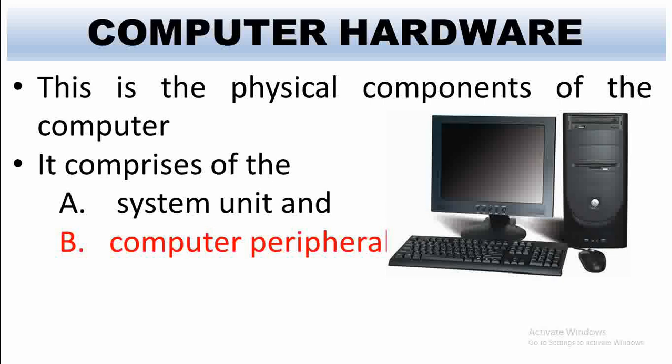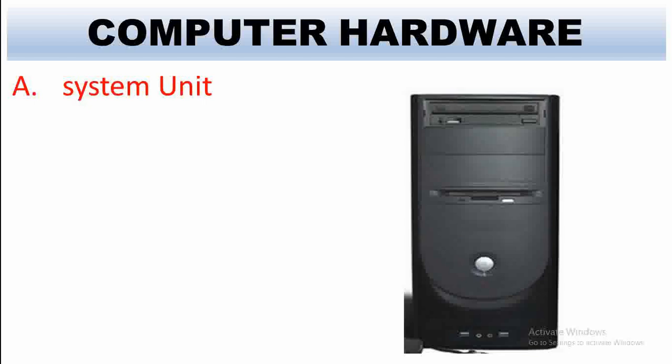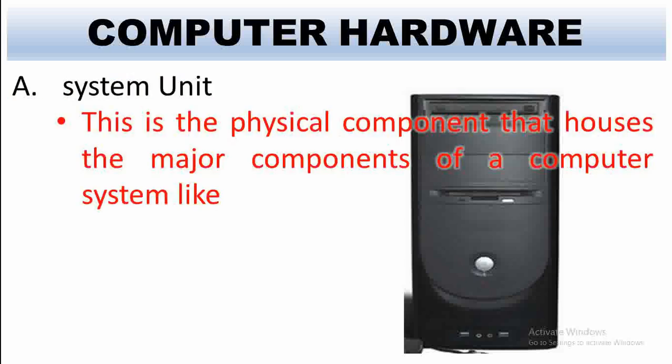We have the system unit. So this is what we call the system unit. Generally, most people used to call it CPU, central processing unit. But the CPU is one of the components inside the system unit. Because it is the major component of a system unit, that's the reason why they usually call it CPU. But we call it the system unit. This is the physical component that houses the major components of a computer system.